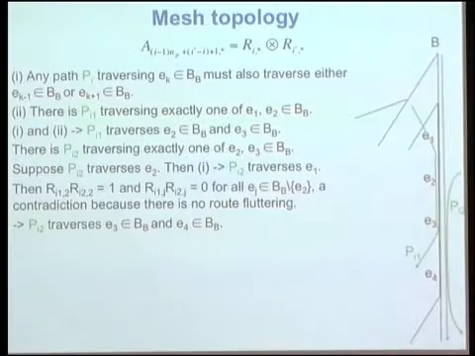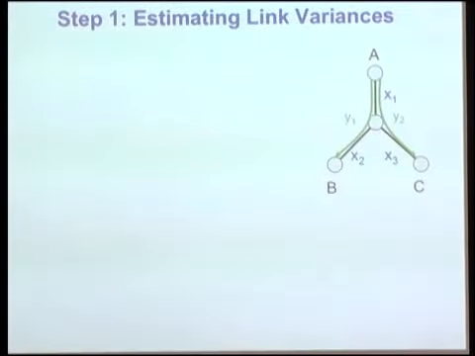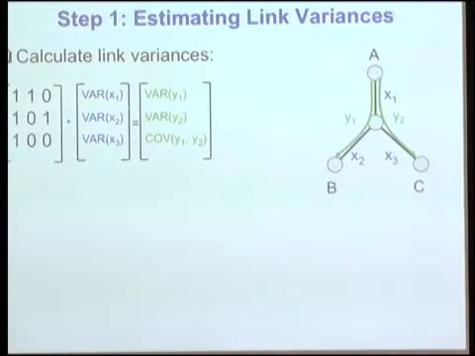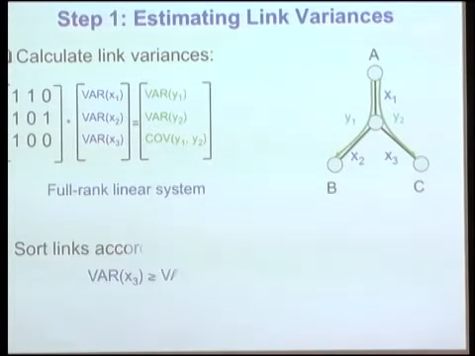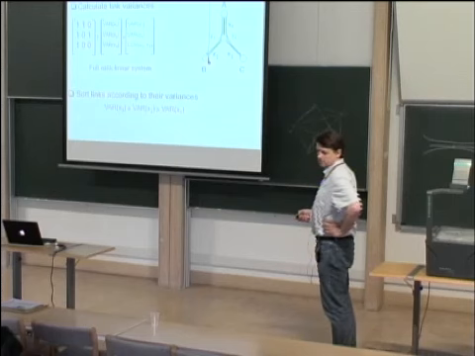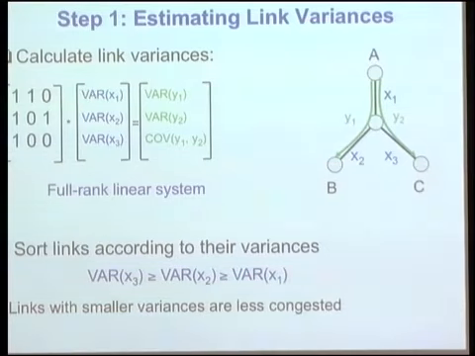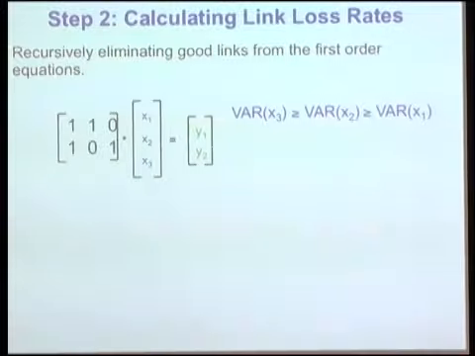So what this tells us is that variances are identifiable from end-to-end measurement. And so we can calculate the link variances using the covariance. Here it's trivial, of course, because I have three unknowns, the variances of these three links, and I have the variance of the measurements I obtain along the first path, along the second path, and then the covariance on the two paths. And indeed here I have three linearly independent equations, so I can sort the different links according to the variance that I compute. And the heuristic is that links with small variance are likely to be less congested than links with high variance.